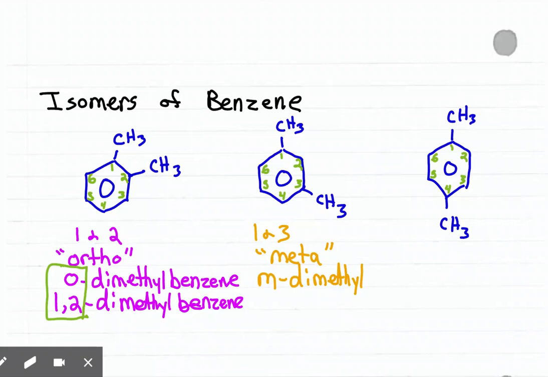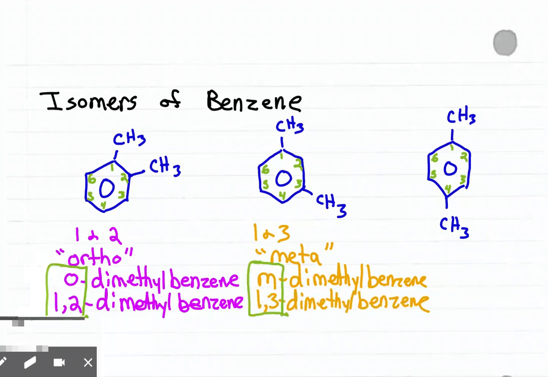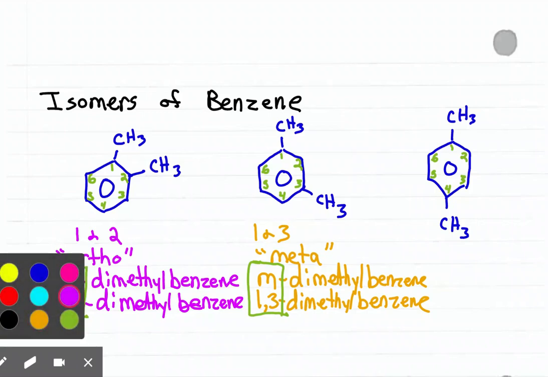This is going to be M-dimethylbenzene. You're running out of space. Or you might also see it called 1,3-dimethyl. Okay, so the important part here is that if you see the M prefix, know that they are talking about the side chains being on carbons 1 and 3.